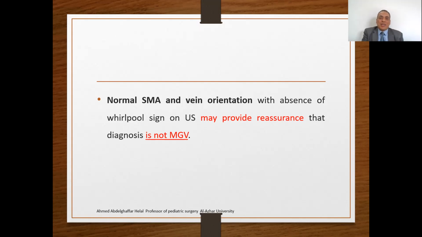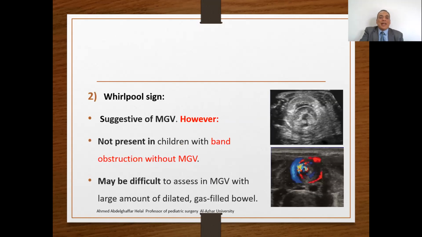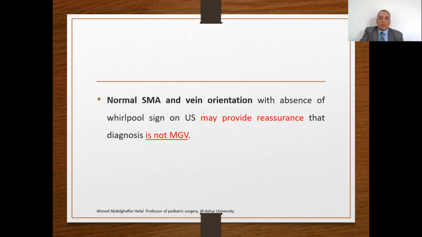However, there is some debate about the inverted relationship, which may be present with normal intestinal rotation, and also the normal vessel relationship may be present with intestinal malrotation. The whirlpool sign may be absent, or may be difficult to assess in the case of severely dilated bowel with gas, and may be absent in the case of band obstruction without midgut volvulus.